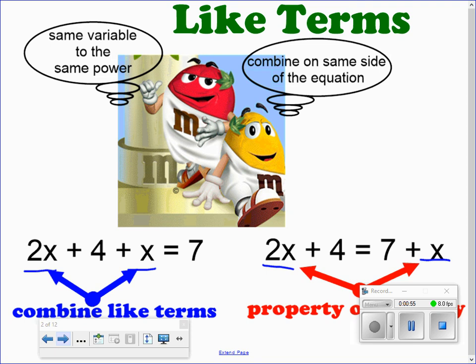So what you would have to do here is what is known as the property of equality. This is where you add or subtract by the same thing on both sides so that you can move them to the same side.